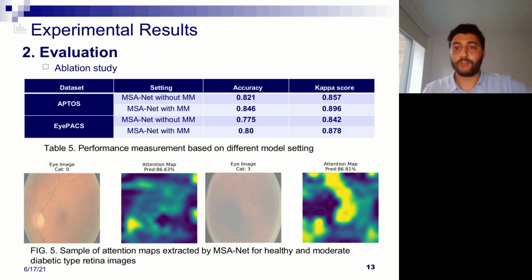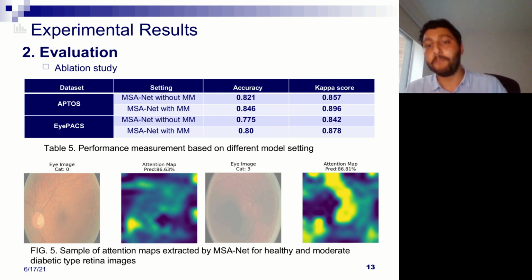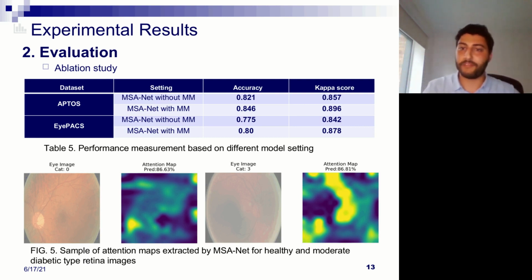The kappa score is very important to check that the model doesn't have bias, because, for example, the APTOS data is very imbalanced in terms of the classes. One class has maybe 50% of the data set. So the kappa score is very important to check the reliability of the model.